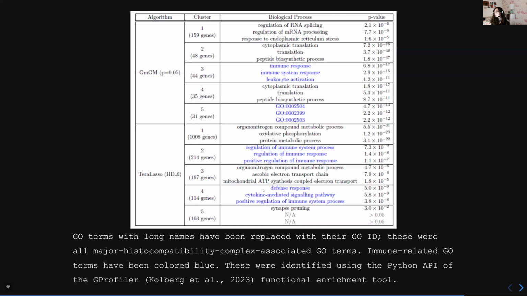So maybe we could have done something different. Maybe we could have looked at the enrichment. Those are things that we are discussing at the moment. We could have in mind a list of genes and then compute the enrichment of those genes in the two networks, the one estimated with GmGM and the one estimated with the Lasso, for example, rather than going in validation in gene ontology terms. But yeah. Okay, thanks.